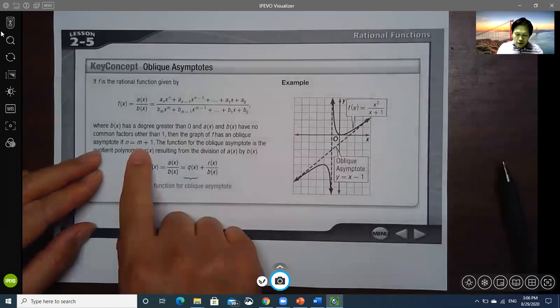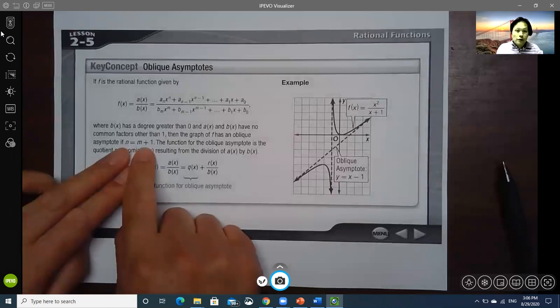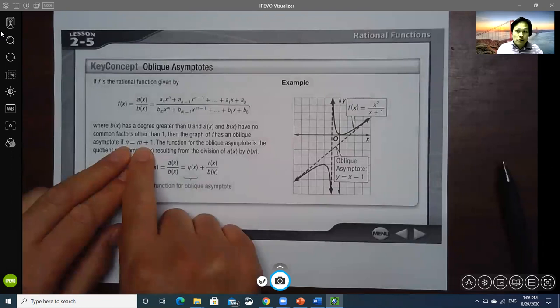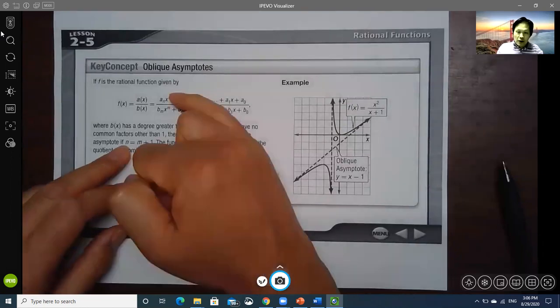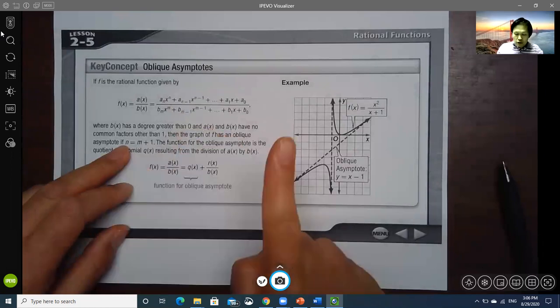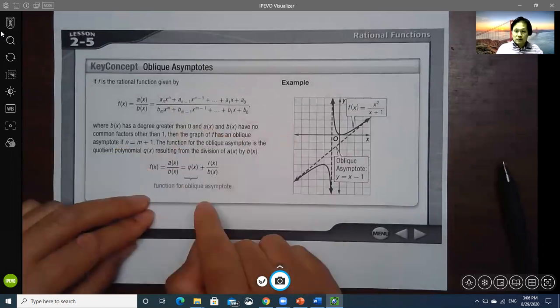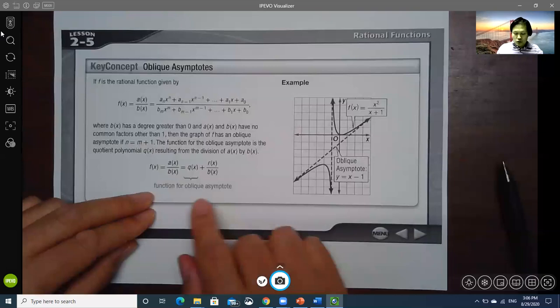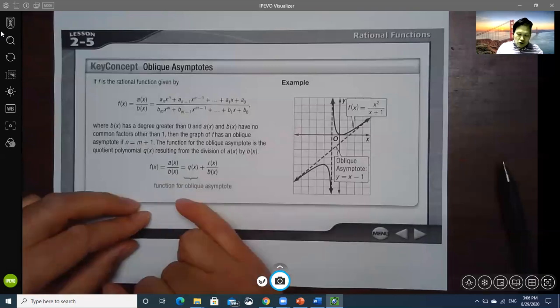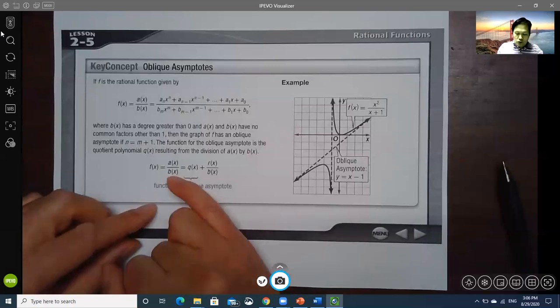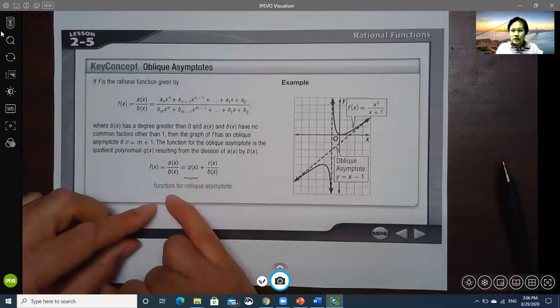If the numerator has a higher power than the denominator by 1 power, then you can have an oblique asymptote. We call that a slant asymptote too. So how do you find that? You divide the numerator by the denominator. The quotient will be the equation for the slant asymptote.